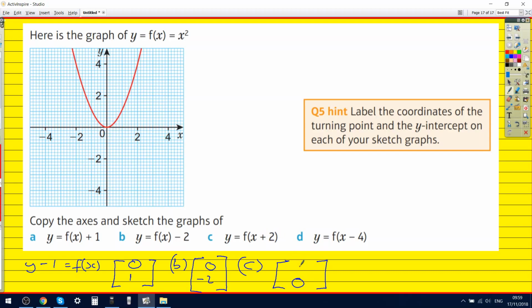Oh wait, so if it's in the bracket it's a minus, if it's not in the bracket it's a plus. Well, if it's in the bracket it's the opposite sign. Okay, so yeah, minus. So that's minus 2. So what will change with the graph? It'll start from minus 2. Yeah, so that bottom bit is at minus 2, and wherever else everything is. And then D.